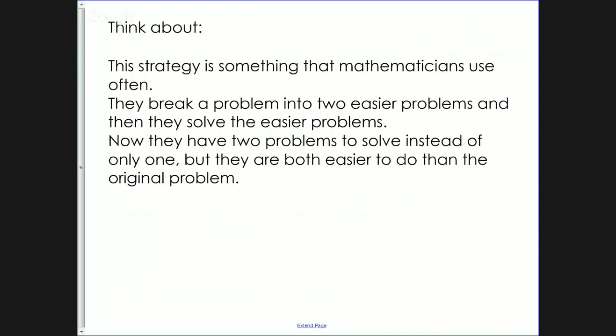Think about it. This strategy is something that mathematicians use often. They break a problem into 2 easier problems, and then they solve the easier problems. Now they have 2 problems to solve instead of only 1, but they are both easier to do than the original problem. And that's very true. It's so much easier to solve 2 smaller, easier problems than it is to solve a large one. We often get overwhelmed by the larger one.